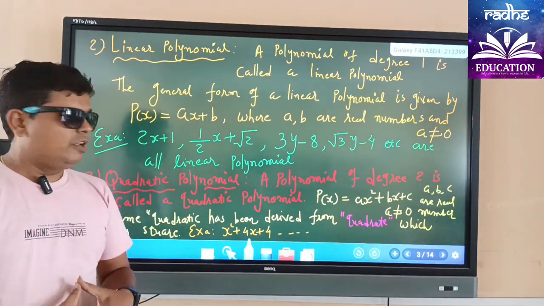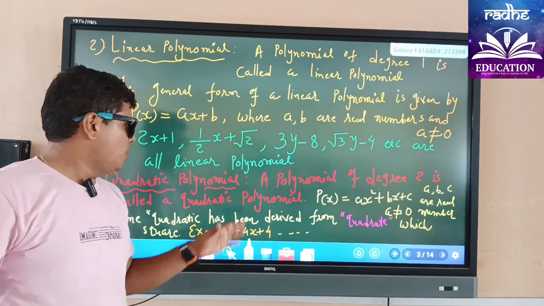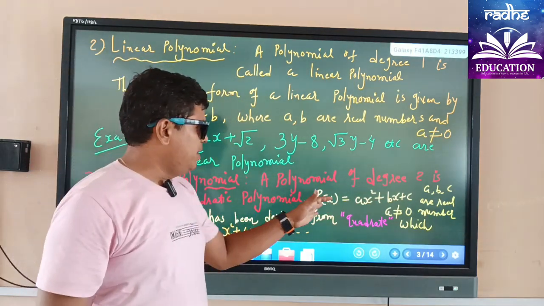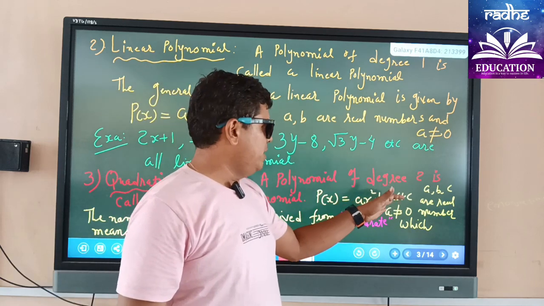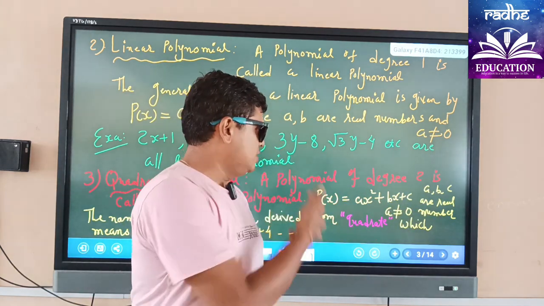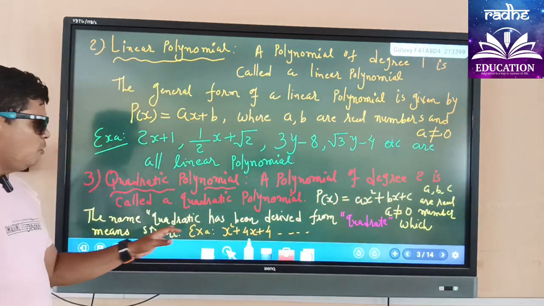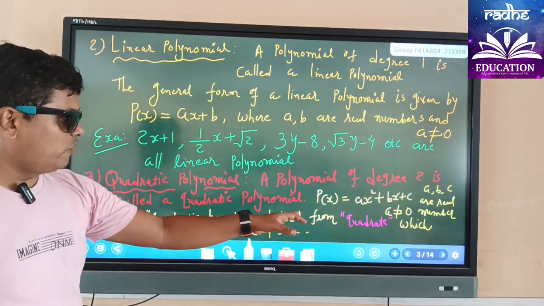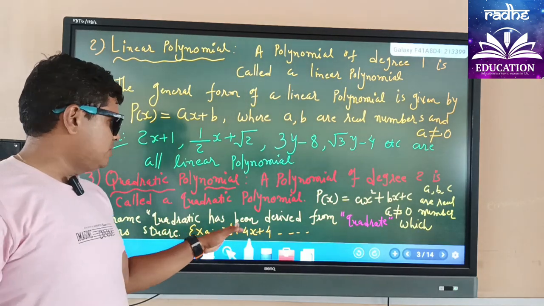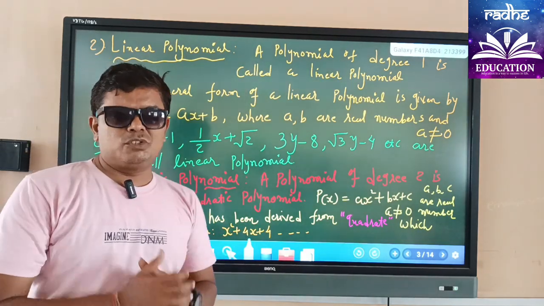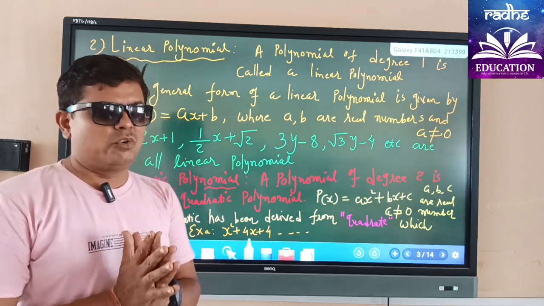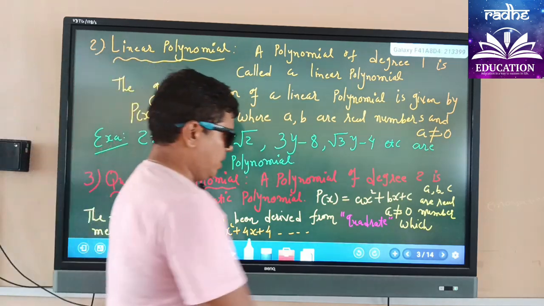Quadratic polynomial. Obviously the degree is 2. A polynomial of degree 2 is called a quadratic polynomial. p(x) = ax² + bx + c, where a, b, c are real numbers and a is not equal to 0. The name quadratic has been derived from quadrate, which means a square. Example, x² + 4x + 4. So the word quadratic comes from quadrate, and its meaning is square.